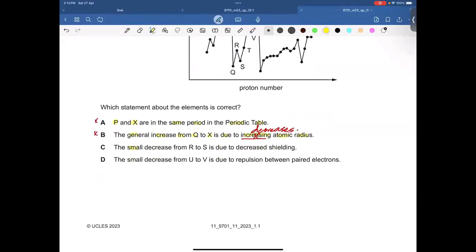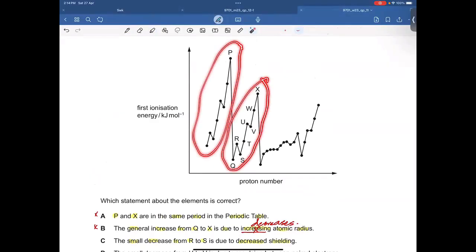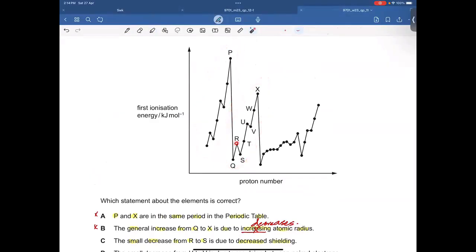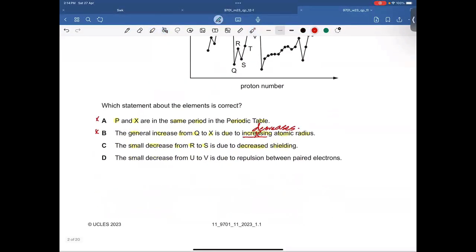The small decrease from R to S is due to the decreased shielding. Well, this is the period trend. This is also the period trend. In R and in S, across the period, shielding remains the same. The shielding remains the same. So C is also incorrect.